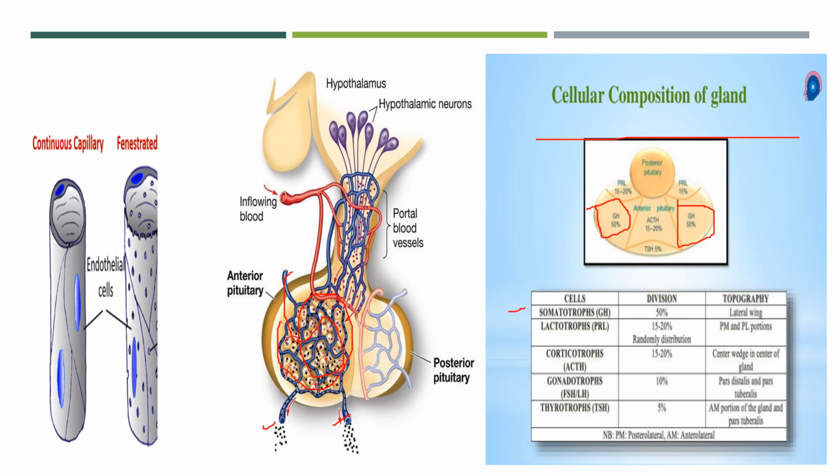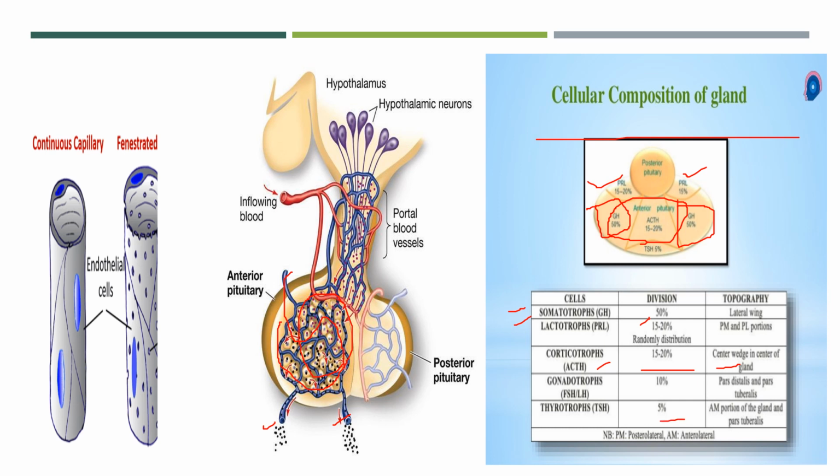After that, we have 15 to 20% of the cells which are the lactotrophs that secrete the prolactin hormone, which are located at the posteromedial and posterolateral part of the anterior pituitary. The next type of cell is the corticotroph, 15 to 20%. They secrete ACTH and they are located at the central portion of the anterior pituitary.